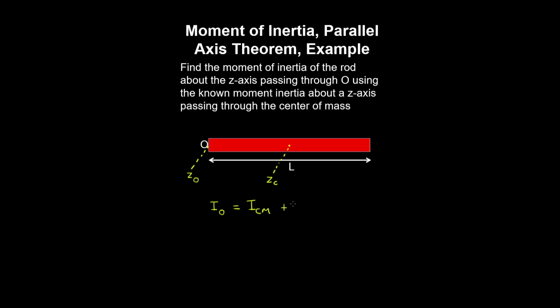And we simply add the mass multiplied by the squared distance between those two axes. So we've derived this term previously, and we add the mass by the length on 2 squared. And if you do the algebra, you'll get ml squared on 3.